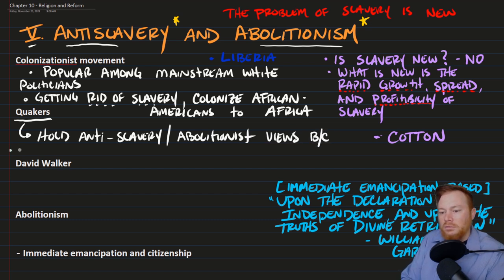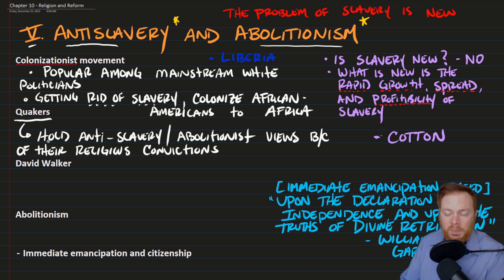Because of their religious convictions. If you're not familiar or if you forgot, the Quakers are a religious group in the United States. And in fact, they are some of the earliest anti-slavery voices, going all the way back to the colonial era, even before the United States declared its independence.